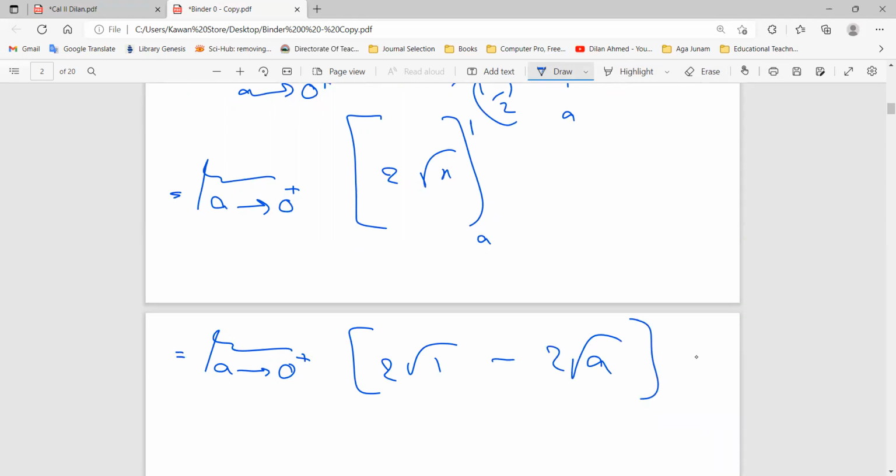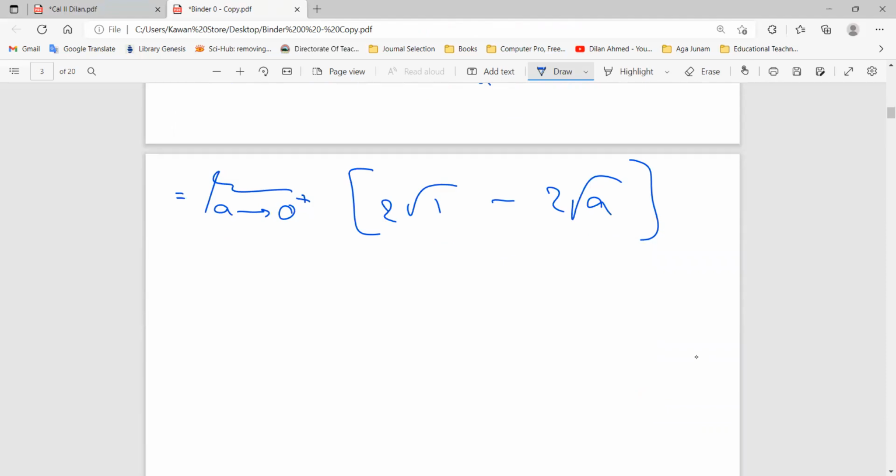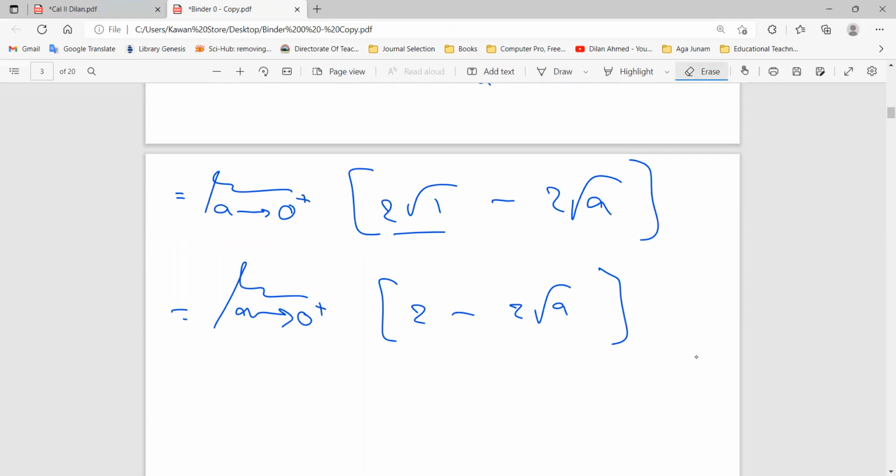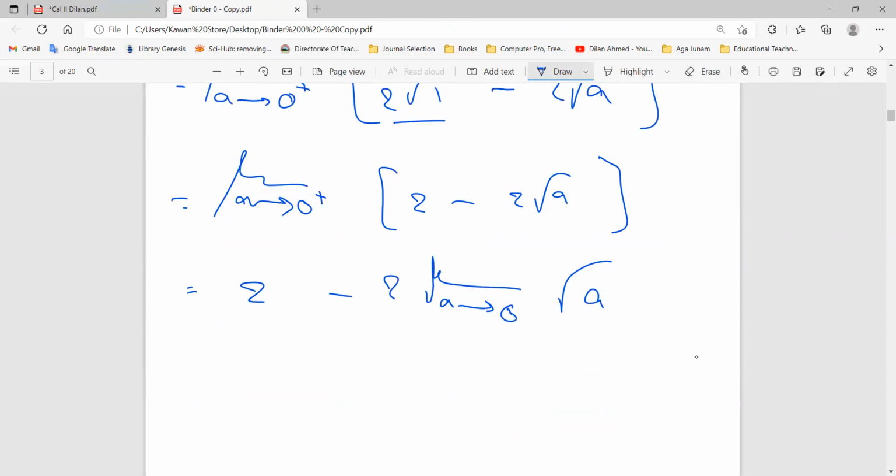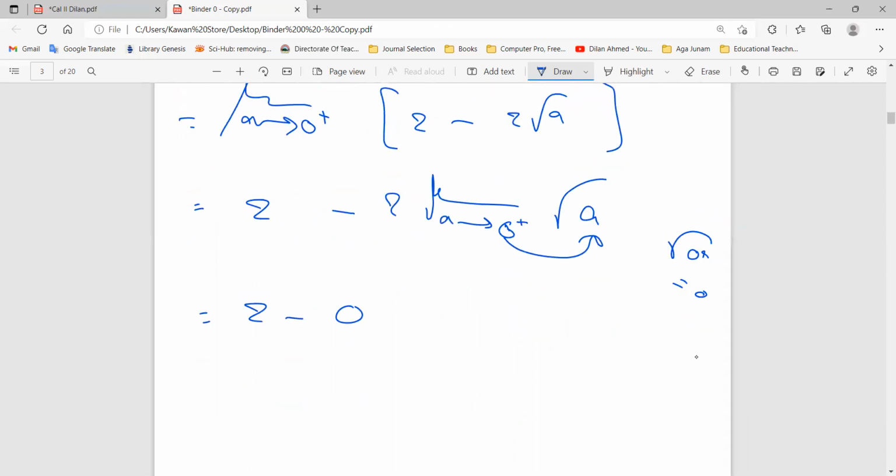Understood? Good. Now I'm going to substitute the value. I know that one will be 2 minus 2 square root of a. Am I right? And then we are going to separate the limit. So I'll get 2 minus 2 times the limit of a approaching 0 of square root of a. And I know if I substitute that one directly, there is no problem. So I'll get square root of 0, which is 0. That's why it equals 2 minus 0, and I'll get 2.